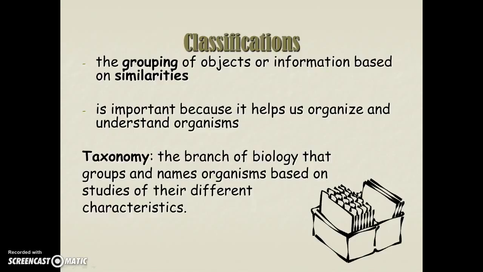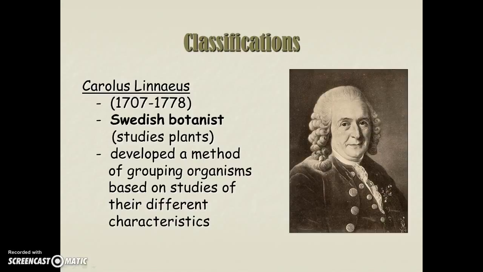Now, taxonomy is that branch of science where the names and grouping of organisms, and coming up with the names of those organisms, is studied, and it's set up due to those different characteristics. So that's kind of what we're going to be looking at in this unit: how taxonomy flows, how this classification process flows.